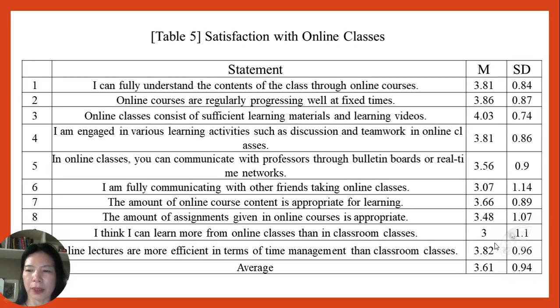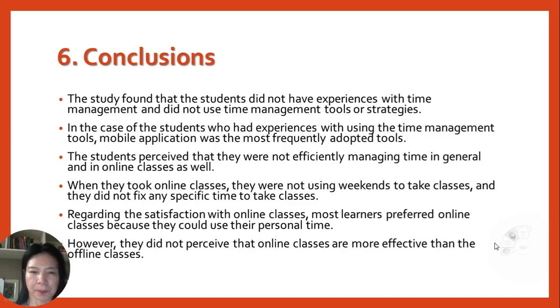So when you look at the data for the highest score, online classes consist of sufficient learning materials and learning videos. Since professors give them a lot of materials in the online learning environment, they can study by themselves, but they still perceive that offline classes help them better.